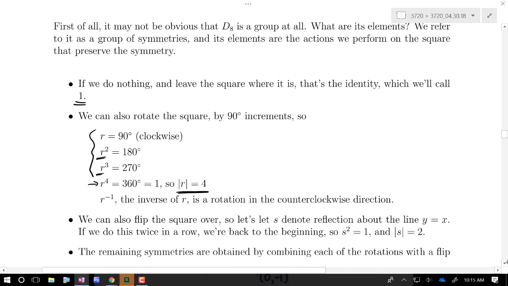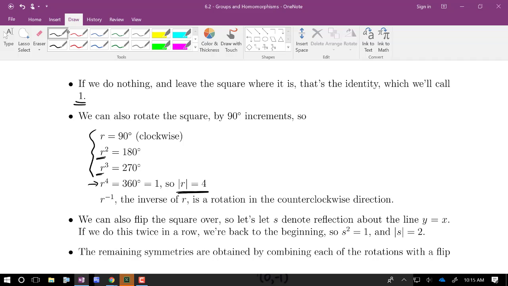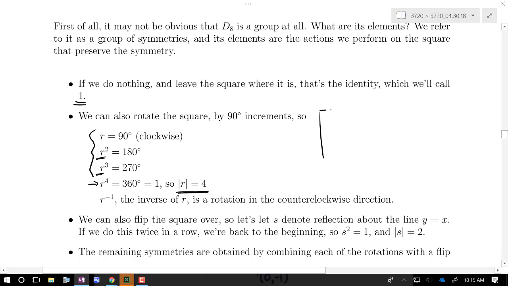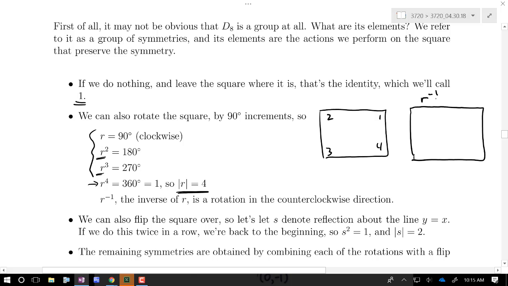The inverse of the rotation, so imagine, here's my square. My rotation is clockwise. So if I go backwards, R inverse, that's going to be a counterclockwise rotation. And so it'd be 1, 2, 3, 4. But that's the same thing I get if I rotate three times clockwise. So the rotation has an inverse.